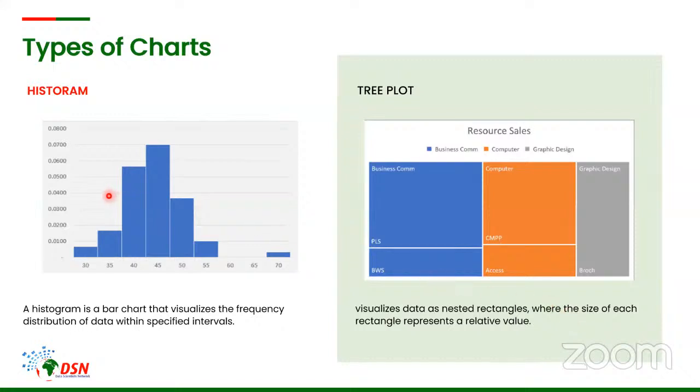Another chart type is the histogram. Histogram is very similar to the column chart, except that the histogram does not give space. What the histogram does is show the distribution of data. And to show the distribution of data, the data does not have any gap.